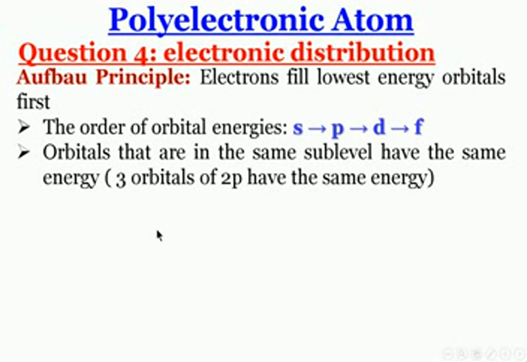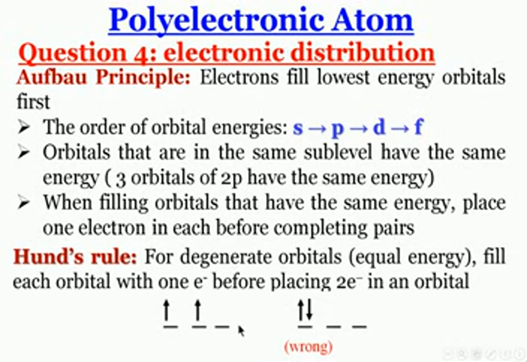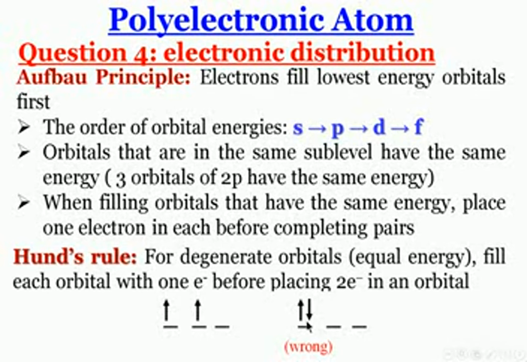First, the Hund's rule: when we fill orbitals that have the same energy, place 1 electron in each before completing pairs. For example, this is the Hund's rule. Suppose we have 3 orbitals p, and we want to fill 2 electrons. It's not allowed to fill 2 electrons in the same room, px for example, and the 2 other rooms are vacant. So this is wrong according to the calculation of Schrödinger.